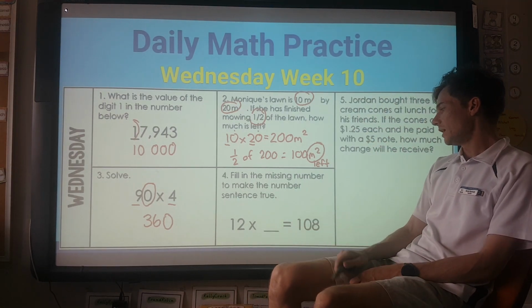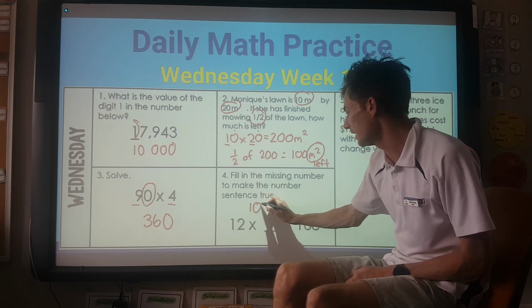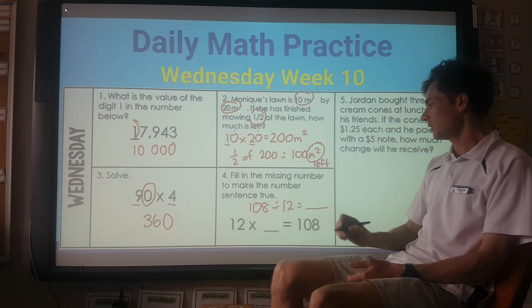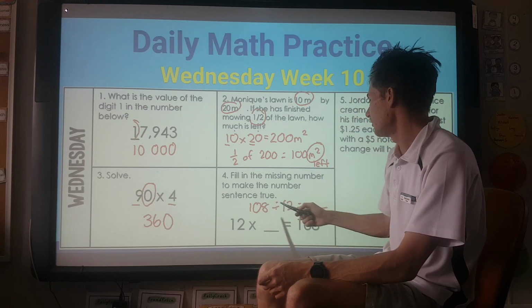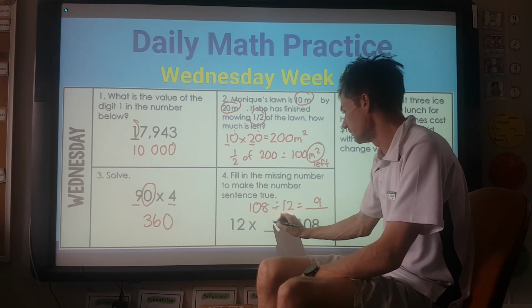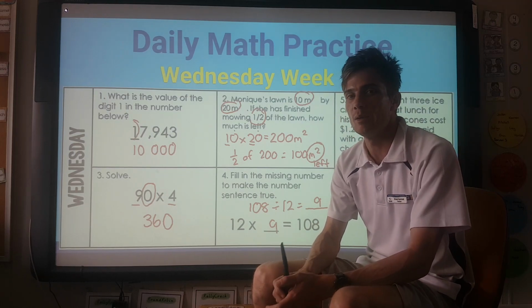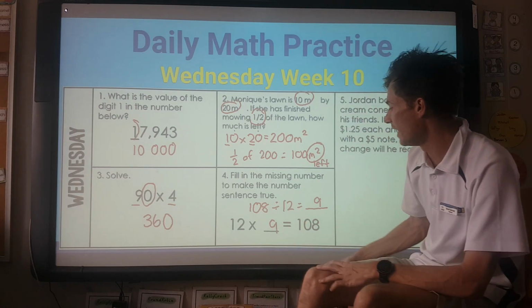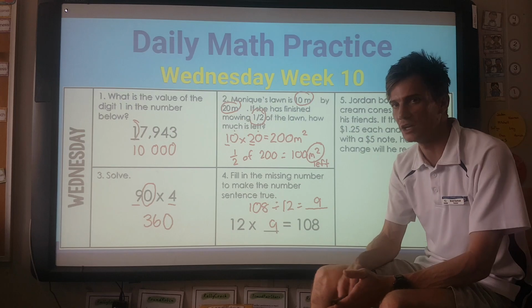Okay, so missing number. So 12 times something is 108. That also means that 108 divided by 12 is going to equal that something. Okay, so I know that 108 divided by 12 is 9, so therefore 12 times 9 is 108. So for that one, it's going to be really hard for you if you don't know your tables facts. It's important that if we know this one, we know this one. If you don't know either of them, that's just a practice thing.